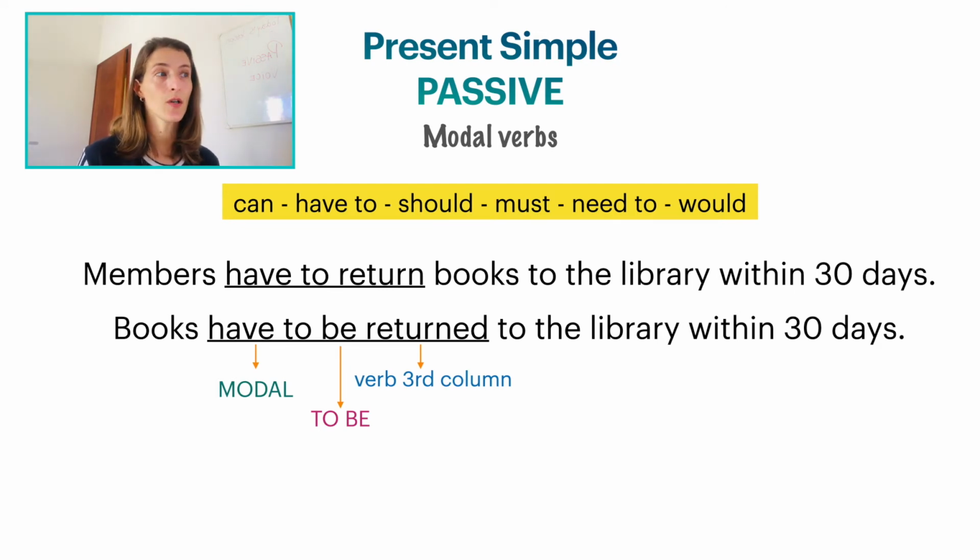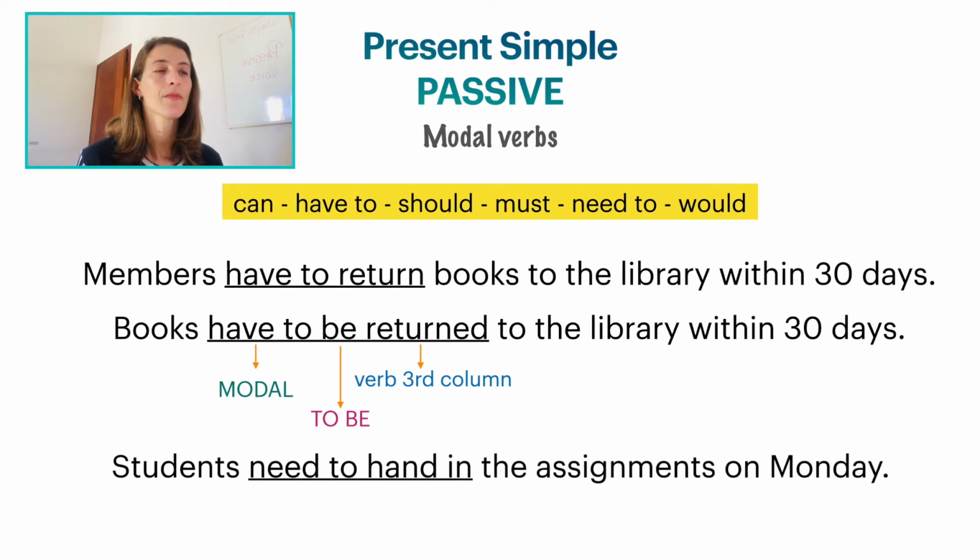Fíjense que en esta oración no es necesario mencionar el agente. I'm not going to say books have to be returned by members to the library within 30 days. It's not necessary. Se entiende por el contexto, entonces no es necesario que yo nombre el agente. ¿Ok? Bueno, vamos a ver otro ejemplo.